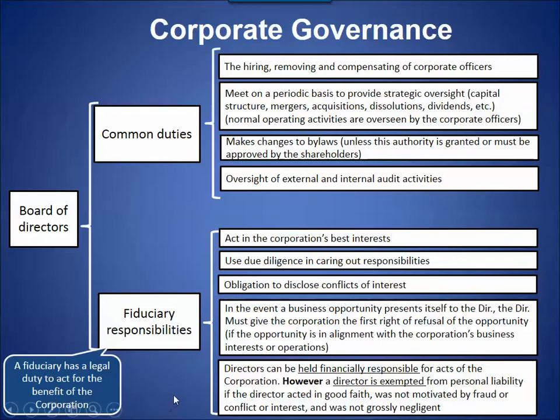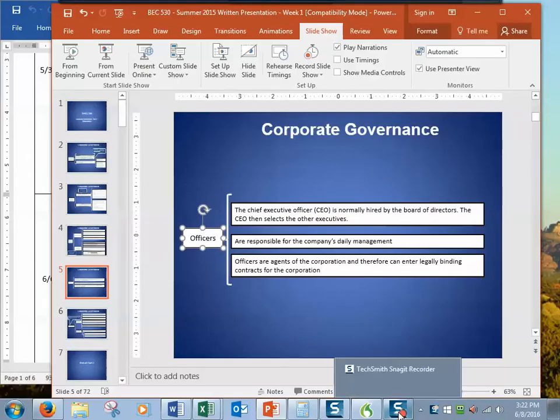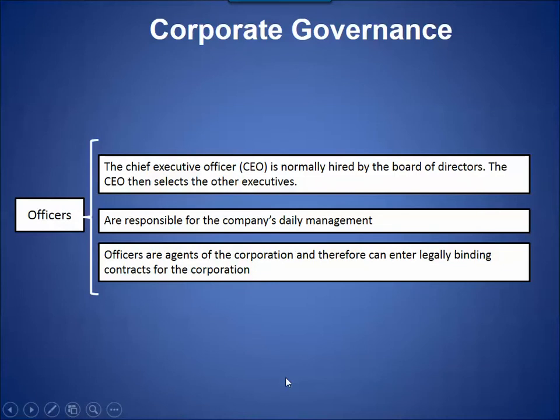Now, as I previously mentioned, the board of directors hires the officers of the corporation, or the board of directors at least hires a CEO, then the CEO would hire the rest of the officers of the corporation. Now let's take a look at the characteristics of the officers of a corporation. Typically, the chief executive officer, the CEO, is normally hired by the board of directors, as I'd mentioned before, and then the CEO selects the other C-level executives. The officers of the corporation are responsible for the company's daily operations. Also, officers are defined as agents of the corporation, and therefore those officers can enter legally binding contracts on behalf of the corporation.